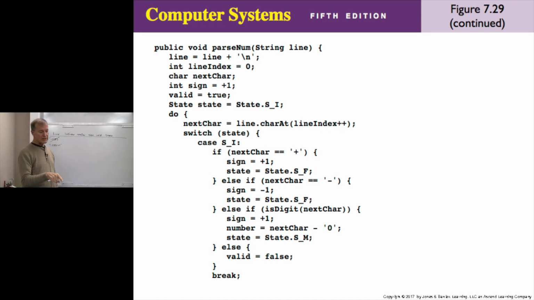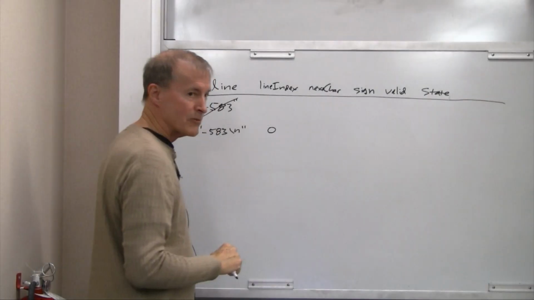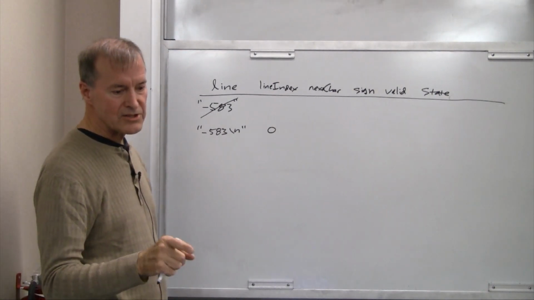Then what does it do? Int lineIndex gets 0. Does everybody see that? Then what does it do?